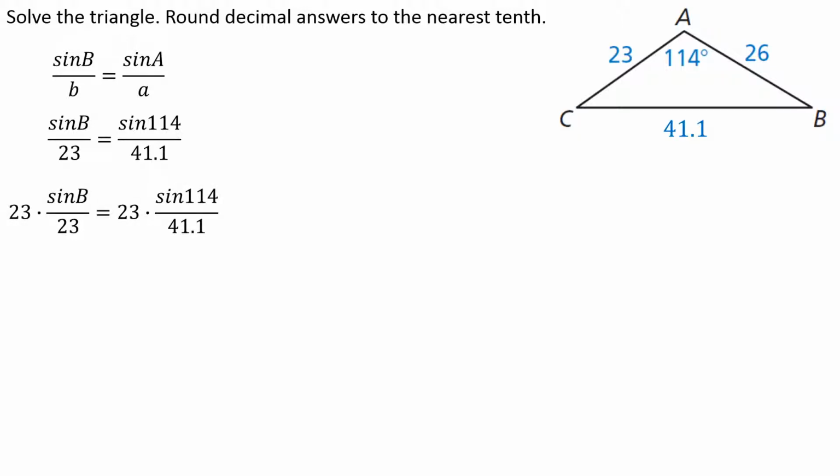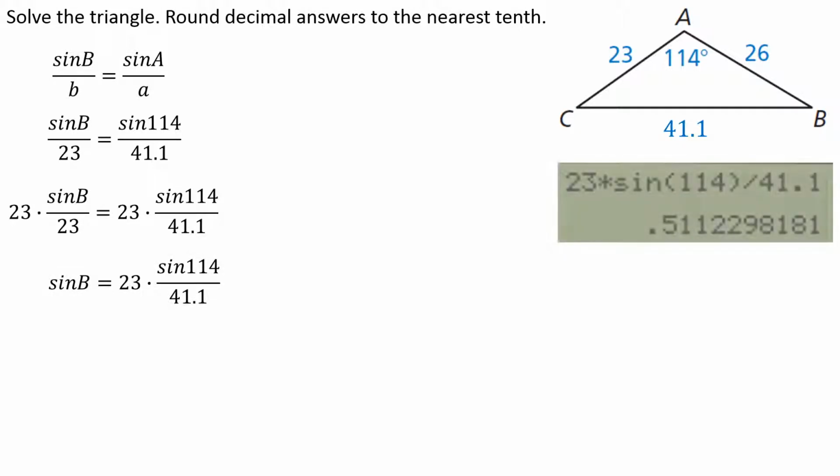Multiply both sides by 23. I'm going to grab a calculator. Now, when you get comfortable with the calculator, notice what I just did there. Instead of doing each piece individually, I actually typed in 23 times sine of 114 divided by 41.1. Notice I was very careful to make sure that 114 is inside parentheses. If you're not that comfortable with a calculator, you might go one step at a time.